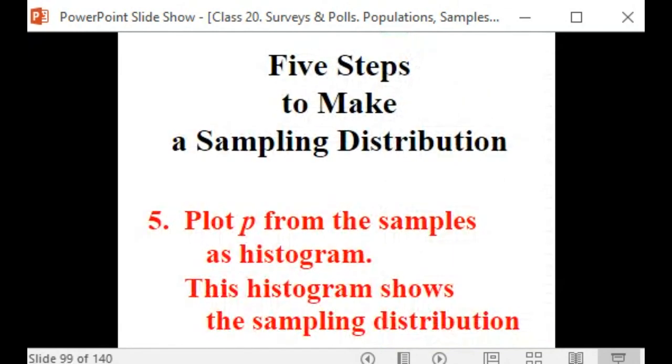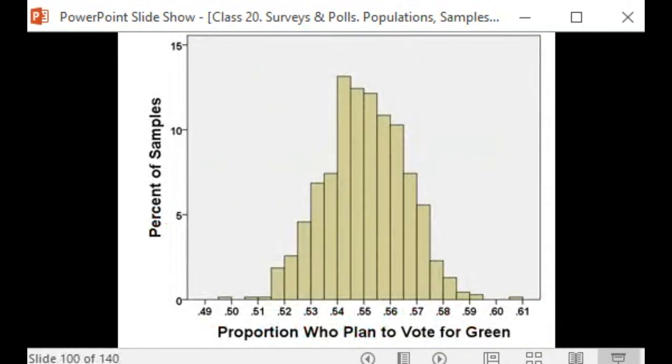And we're going to do that in step 5. In step 5, we take all those values of p from the 700 samples and we plot them as a histogram. This histogram shows the sampling distribution. And here it is. Ta-da! The x-axis represents p, the proportion who intend to vote for Green.